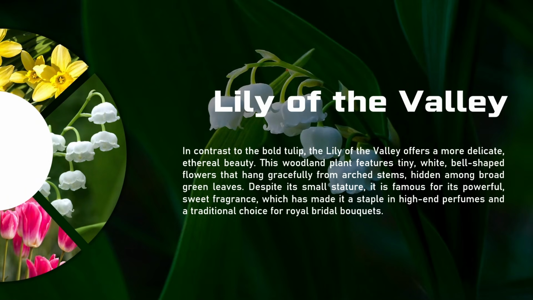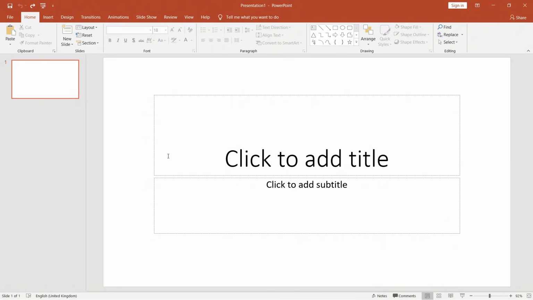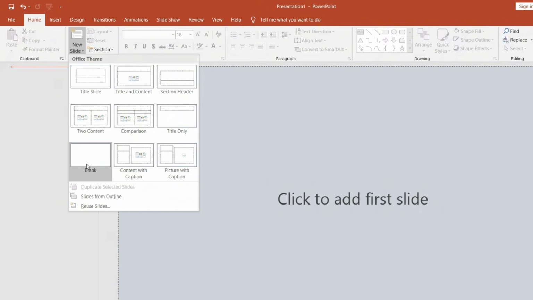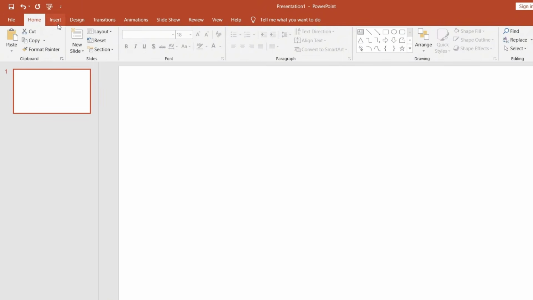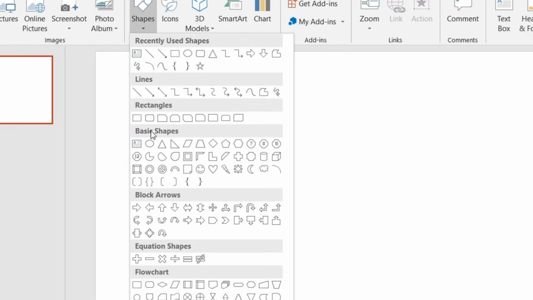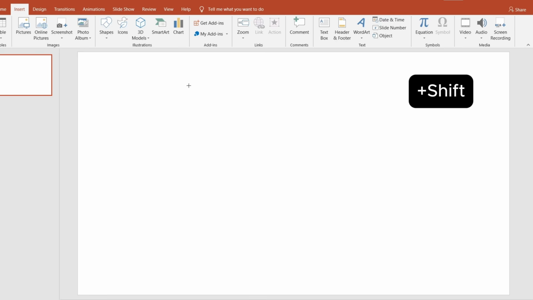No more talking, let's jump right in. First, delete the current slide and insert a new blank one. Then go to the Insert tab, click on Shapes, and under Basic Shapes, select this partial circle. Hold the Shift key and draw it like this.